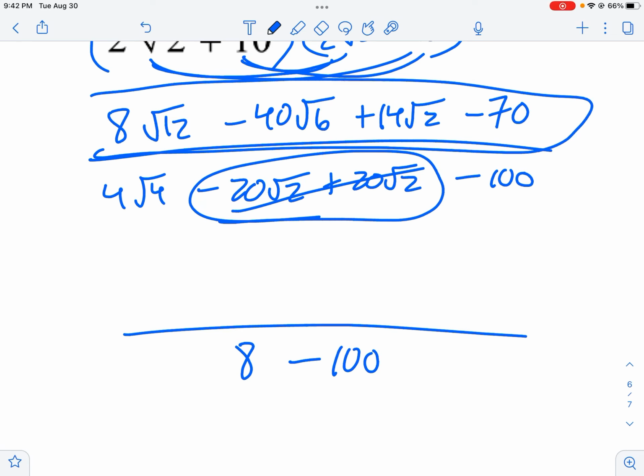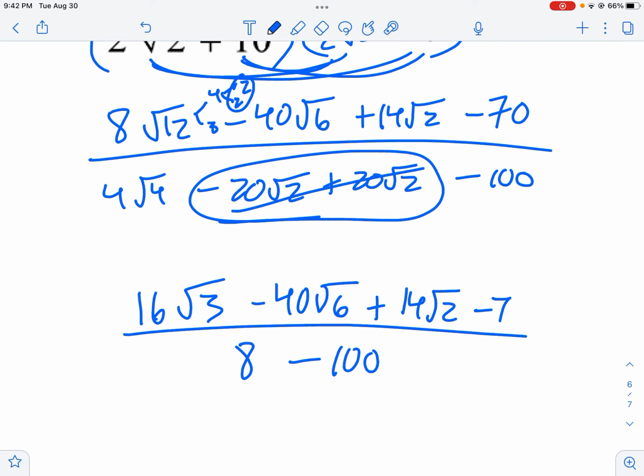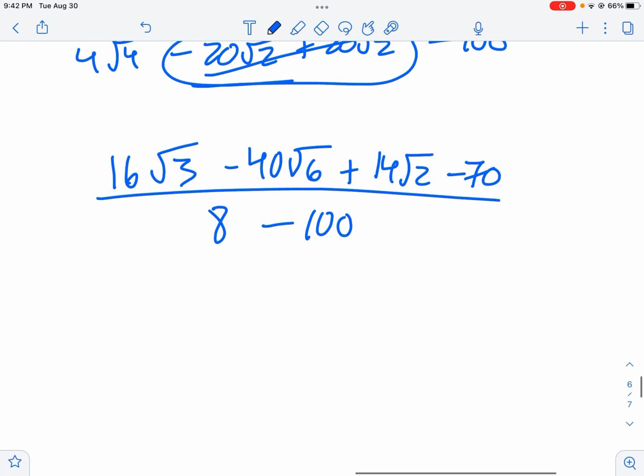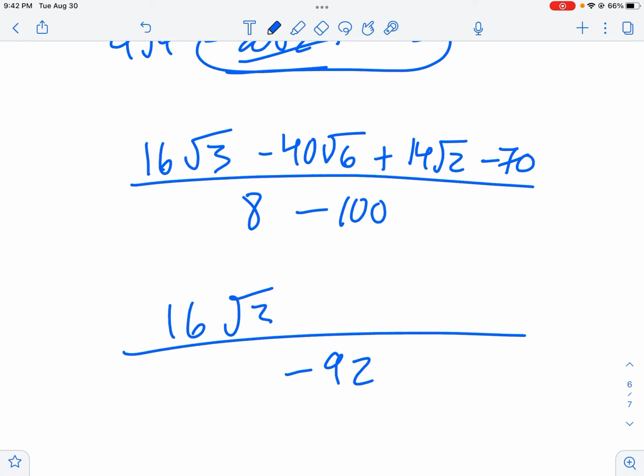On top, these are all different terms, but this one can be simplified a little bit. 12 is 4 times 3, and 4 is 2 times 2. So we got a pair we can move out. So we're going to get 16 root 3, and then minus 40 root 6, plus 14 root 2, minus 70. All right, there's that. And then we're going to simplify the bottom here. You're going to get negative 92. But on top here, nothing else simplifies. It's just this monstrosity here.